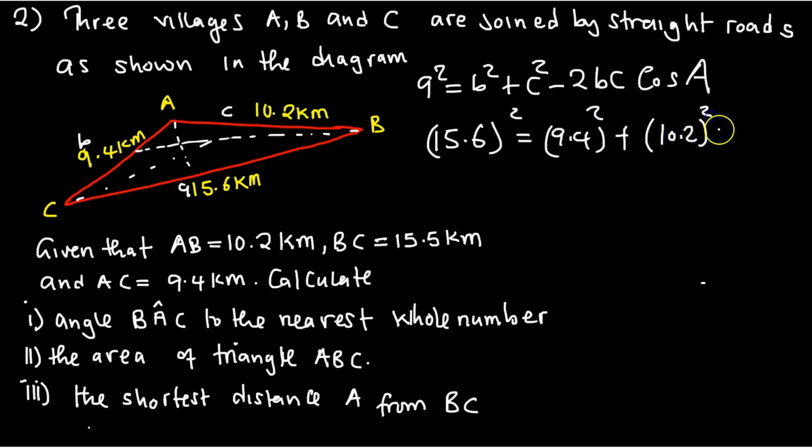10.2 square, then minus 2, so we multiply 9.4 also by 10.2. At the end there, we put cos A. What is the angle? The angle is the one that you are finding. Let me just try to write it nicely. It is going to look like this.